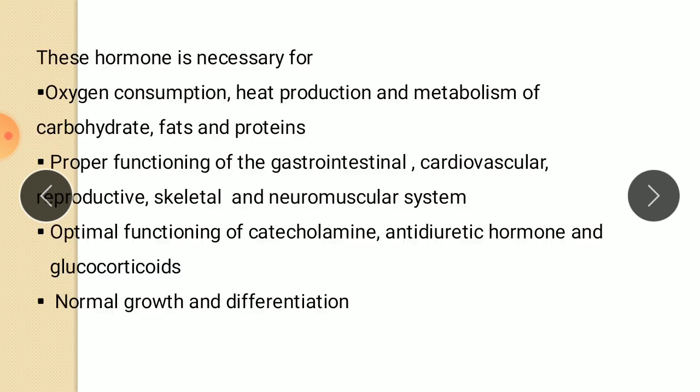Then the next point, the important role of these thyroid hormones. These hormones are necessary for oxygen consumption, heat production and metabolism of carbohydrates, fats and proteins. They are also necessary for proper functioning of the gastrointestinal, cardiovascular, reproductive, skeletal and neuromuscular systems. Also important for optimal functioning of catecholamines, antidiuretic hormone and glucocorticoids, and for normal growth and differentiation. So these are the main important functions of the thyroid gland.